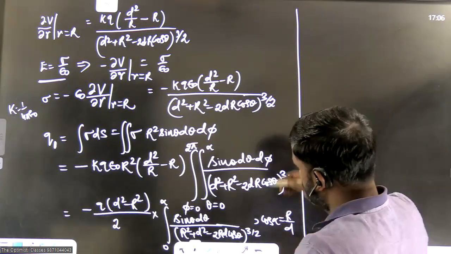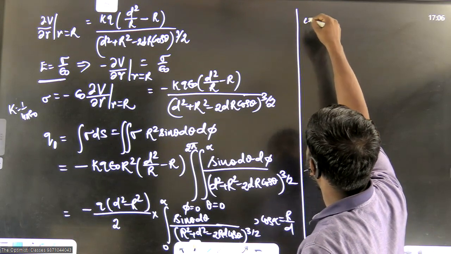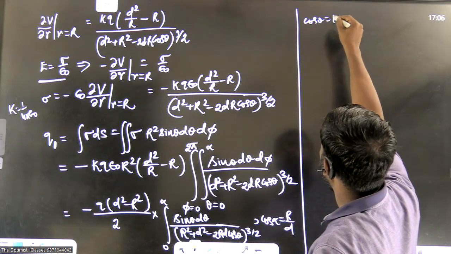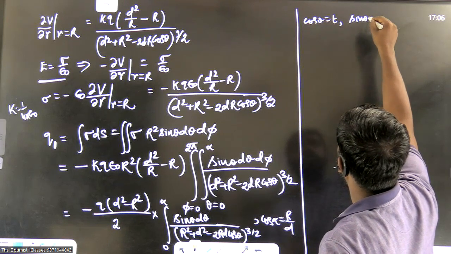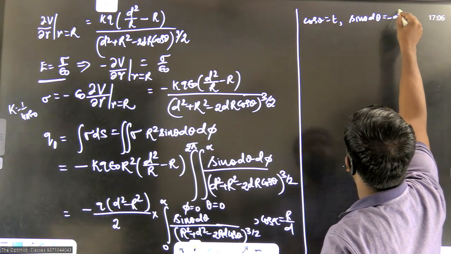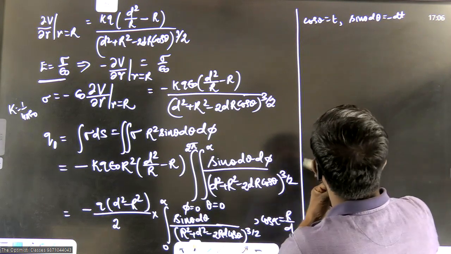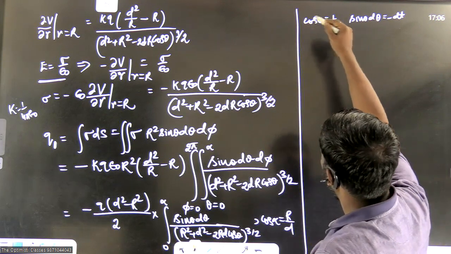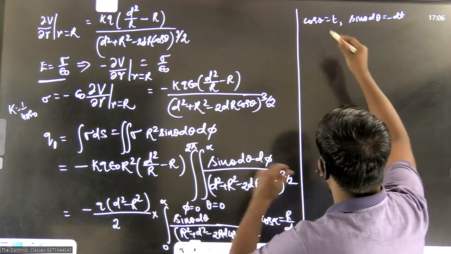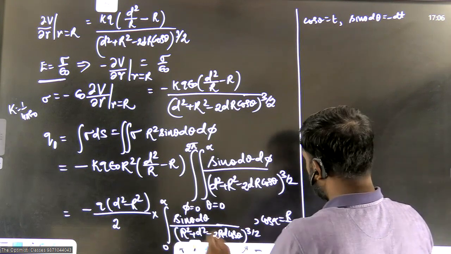Let us integrate it. To do this integration, what you can do is put cos theta equal to t. Okay. If you differentiate it, you get sin theta d theta equal to minus dt. So in place of sin theta d theta, we'll put minus dt. When you put theta equal to 0 here, you will get t equal to 1. And when you put theta equal to alpha, you will get cos alpha, and cos alpha is equal to r by d.